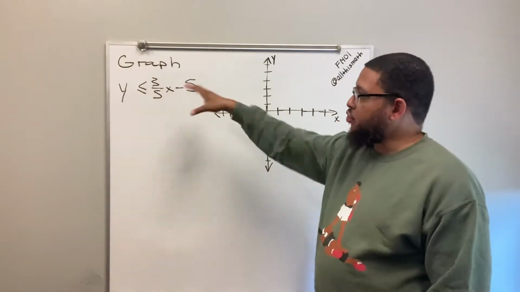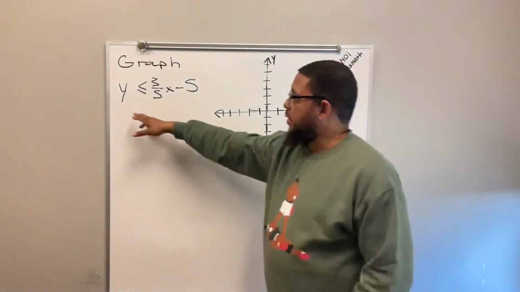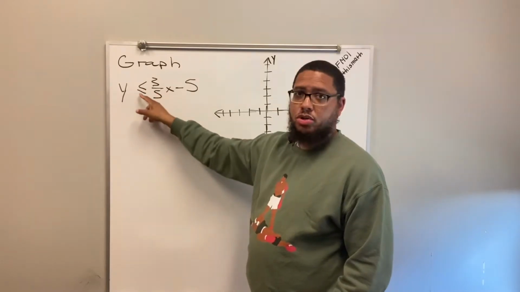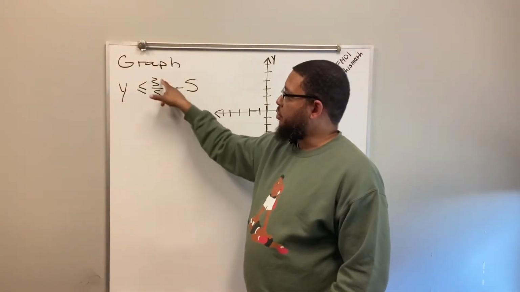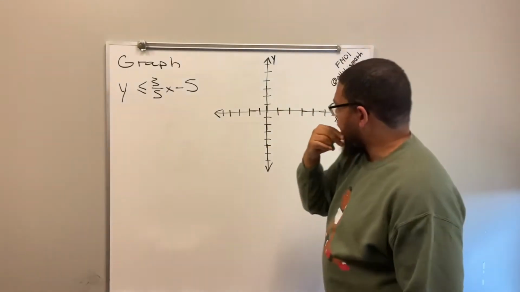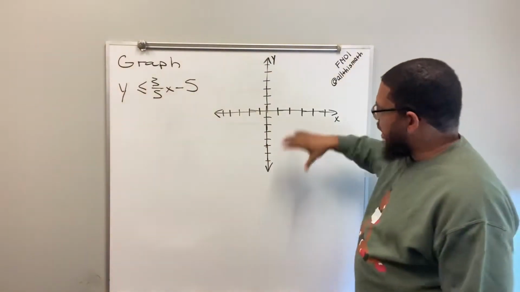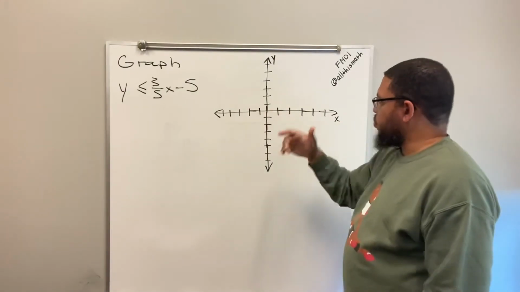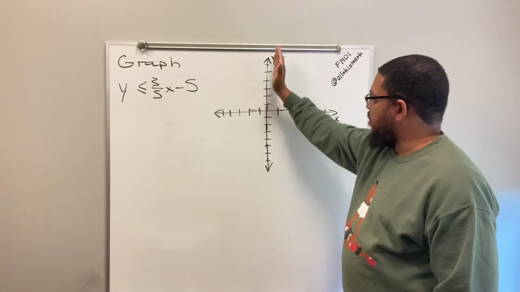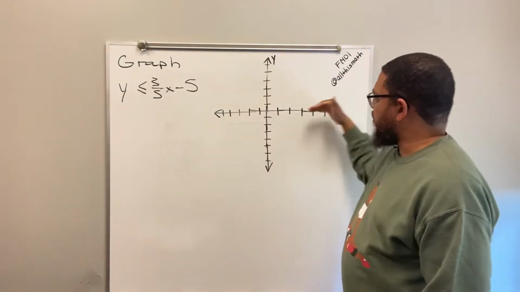All right, so first let's read what the original problem is. This says that y is less than or equal to, right? That bar means also or equal to, less than or equal to 3/5 x minus 5. All right, that's what this means. Now, here I drew my little XY coordinate plane. It's not perfect, but it's cool. That's my x-axis, horizontal axis. This is my y-axis, vertical axis.